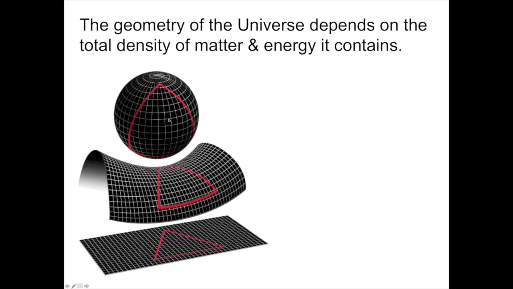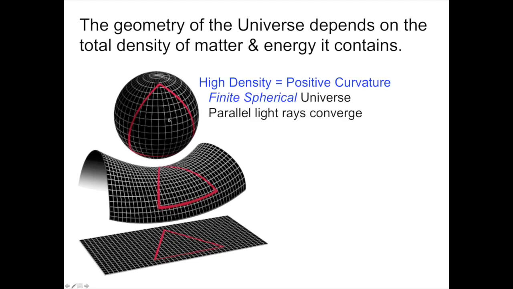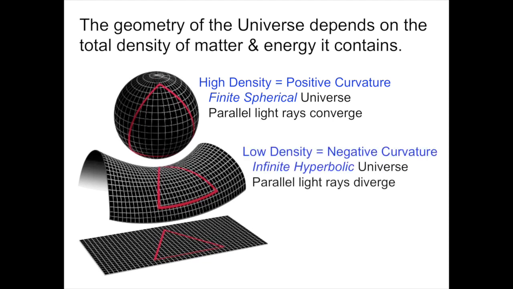The universe can be spherical with positive curvature. This will occur in Einstein's theory of relativity when we have a high-density universe. When the density of matter and energy is high enough, it will cause the curvature of the universe to be positive, and a high-density universe will be a finite spherical universe in which parallel light rays converge. If the universe is very low density, then the universe will have a negative global curvature, and we will find ourselves living in an infinite hyperbolic universe in which parallel light rays diverge.